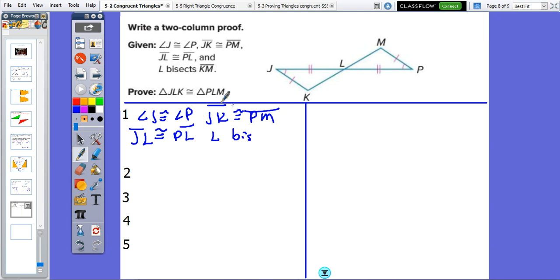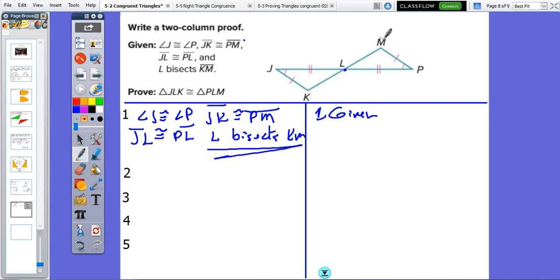They tell us that angle J and angle P are congruent, JK and PM are congruent, JL and PL are congruent, and they tell us that L bisects segment KM. So that's our given information. We're going to go ahead and piggyback off this last one right here.